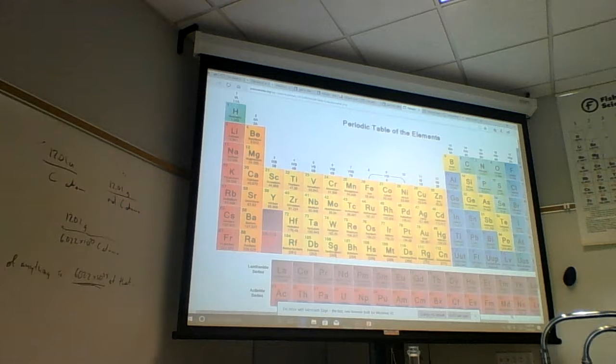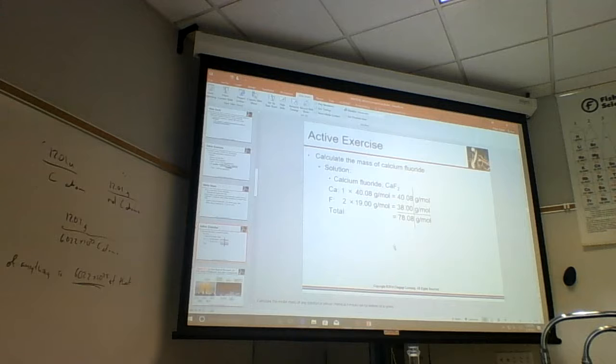All right, so all I do is add it up now. So it's 2 times 19, which would be 38. 38 plus 40.08 gives me 70.08 grams per mole. So let's check that. Oops, 78. 38 plus 40, 78. So 78.08 grams per mole to 2 decimal places.